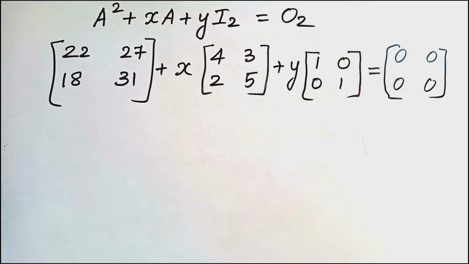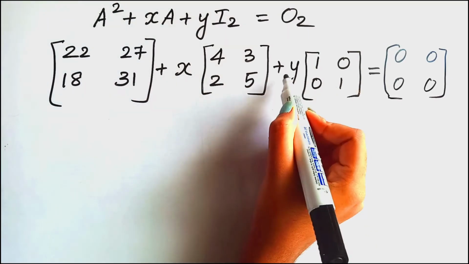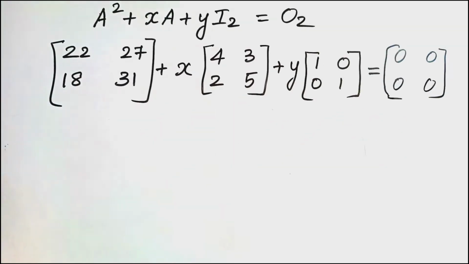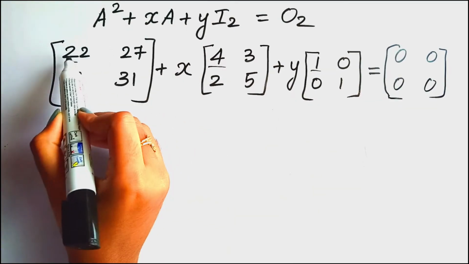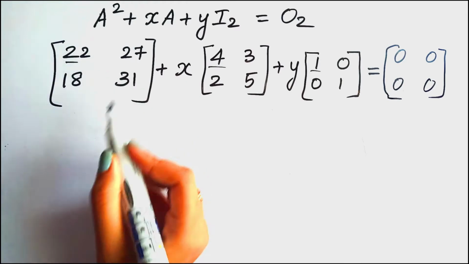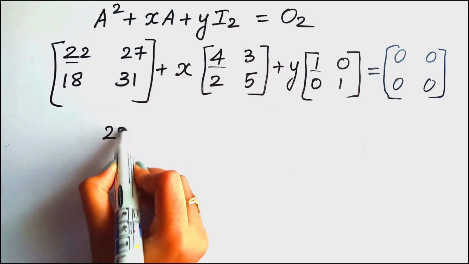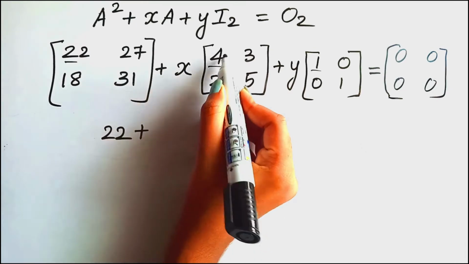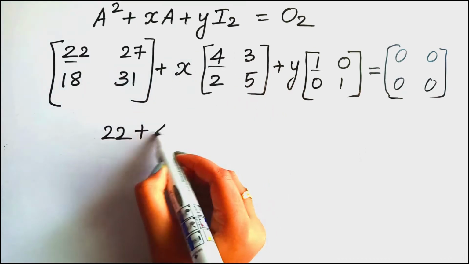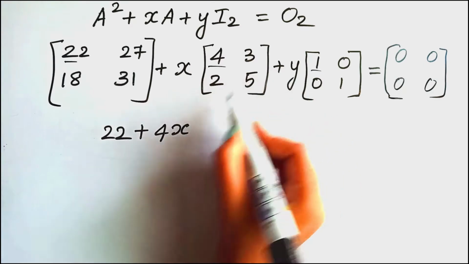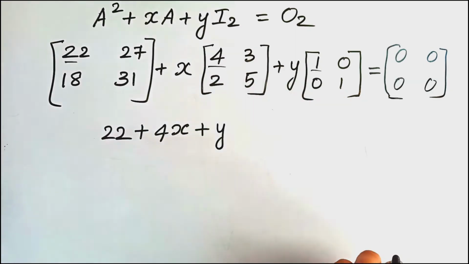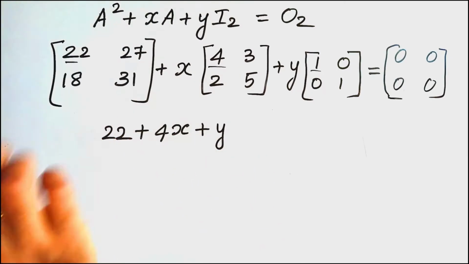Okay. Now you can see there is a plus symbol here, so you have to add these 3 matrices. So let's add. For the first row, first element, which is 22, let's write it as 22 here, and then there is a plus, so plus, here x and the first element, which is 4x, so let's write 4x here, and then there's a plus, so plus, and y into 1 you will get an answer y. So this is for the first row and first element.